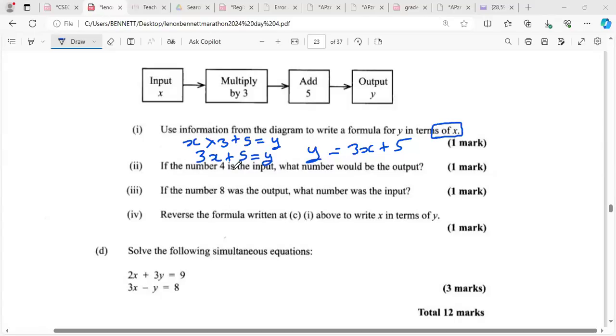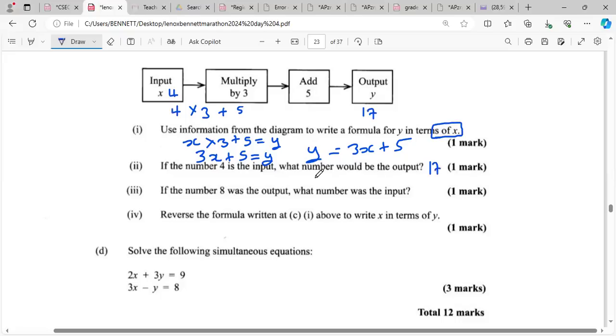So this one says if the number 4 is the input, what number would be the output? And you can literally do it from here, guys, right? Wherever x is, that's your input. So we have 4, or we can use the formula. 4 times 3, and then add 5. And that gives you the output. So 4 times 3 is 12, plus 5, 17. So the output when the input is 4 would be 17. And you get a nice 1 mark there.